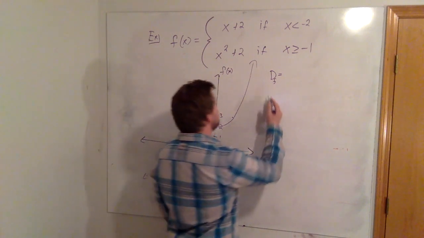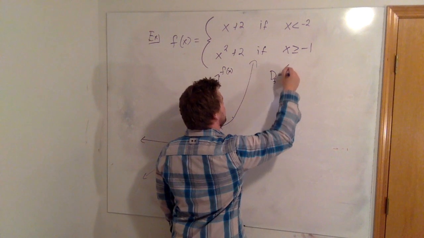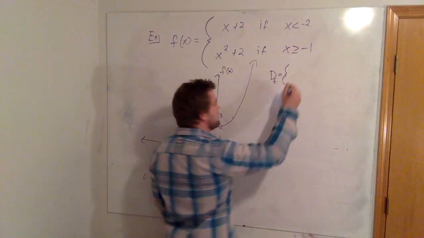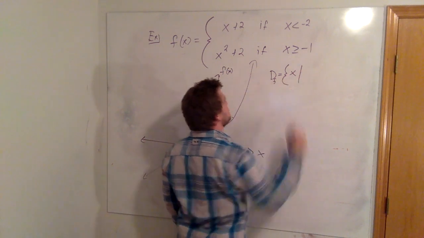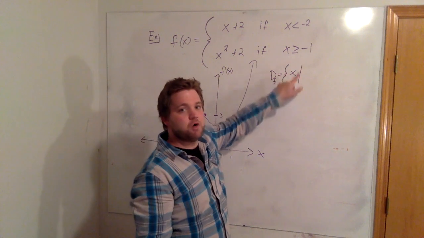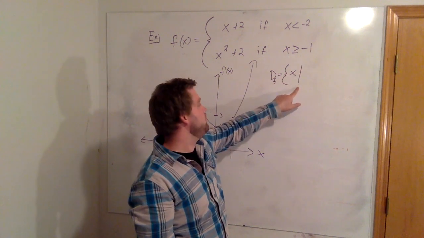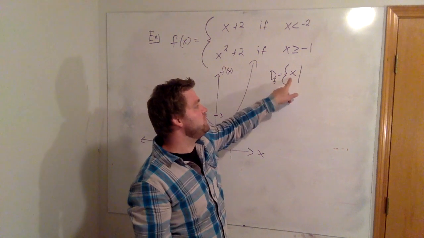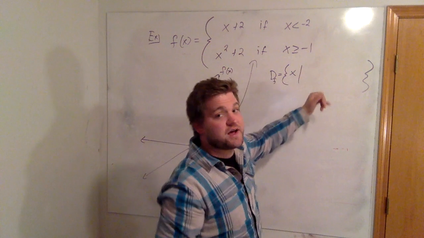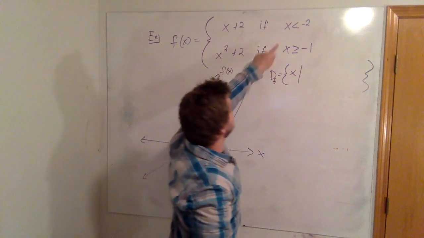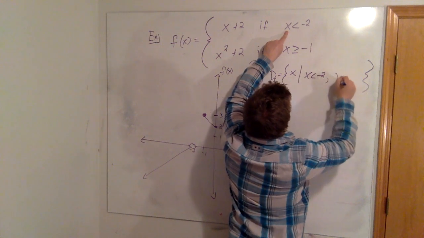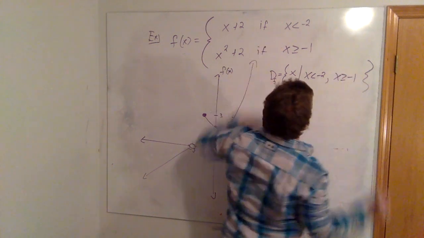But if I'm using set builder notation, the domain of this function f, I'll go ahead and write a curly bracket. Domain has to do with the x values, so I'll record an x here and put a bar. So this means the domain is a set of all x values. This bar can be read as such that, so the domain of this function is all values of x such that, now I'm going to list the conditions on x. Well, what must be true is the domain must be all values less than negative 2 and all values bigger than or equal to negative 1.